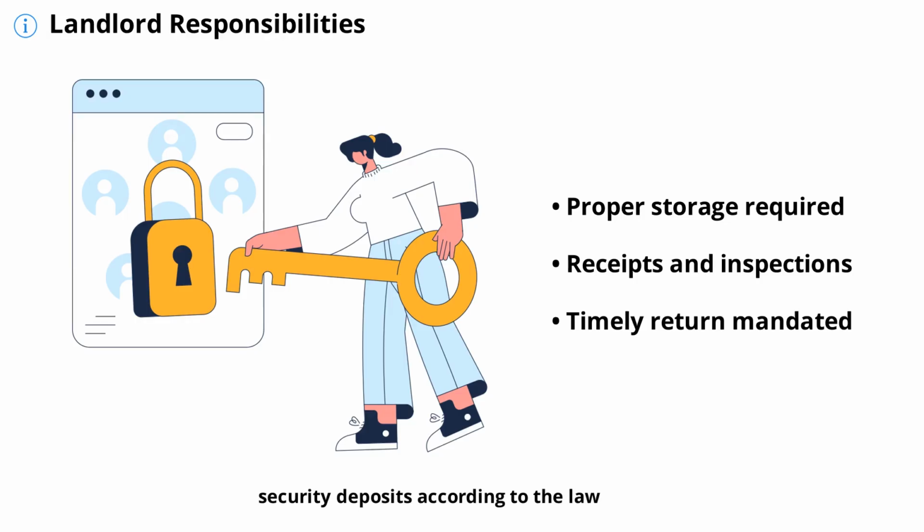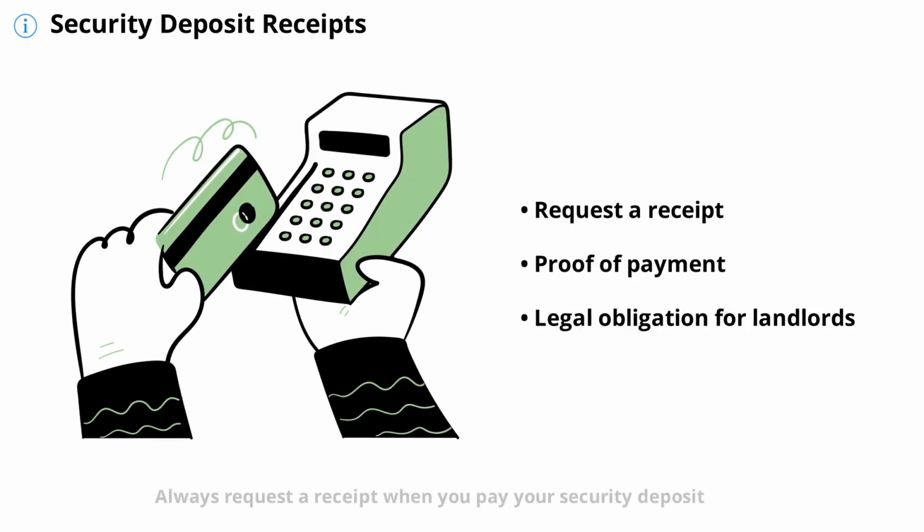This includes storing the deposit properly, providing receipts, conducting inspections, and returning the deposit within the required time frame. Failure to comply can result in penalties or legal action. Always request a receipt when you pay your security deposit. This document serves as proof of payment and may be required if disputes arise. Landlords are often legally obligated to provide a written receipt, so don't hesitate to ask for one.